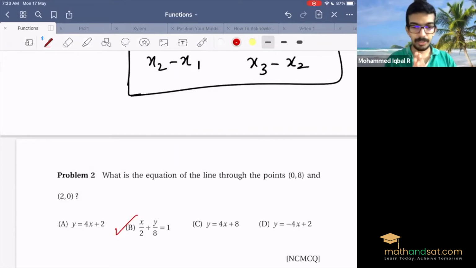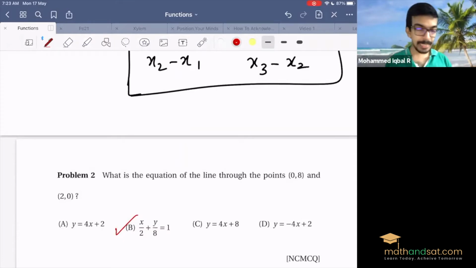Yeah, very good. They are the intercepts because 0, 8 is the point on the y-axis. 2, 0 is the point on the x-axis. So 2 and 8 are the intercepts. 2 and 8 are the x and y intercepts. Clear?